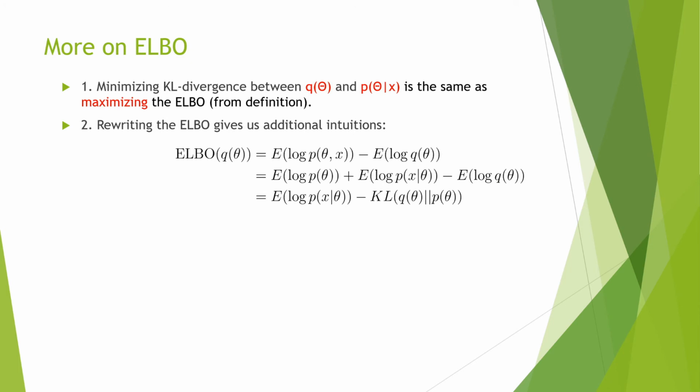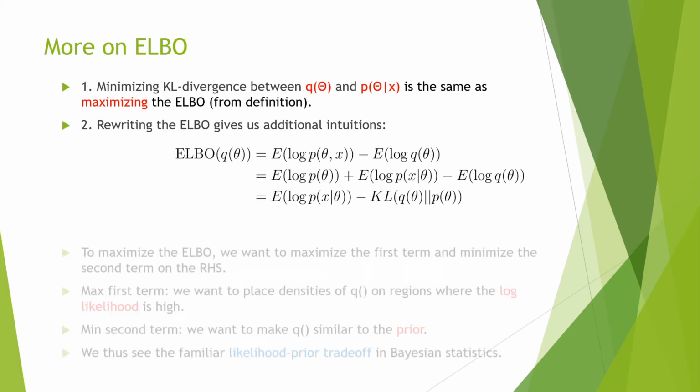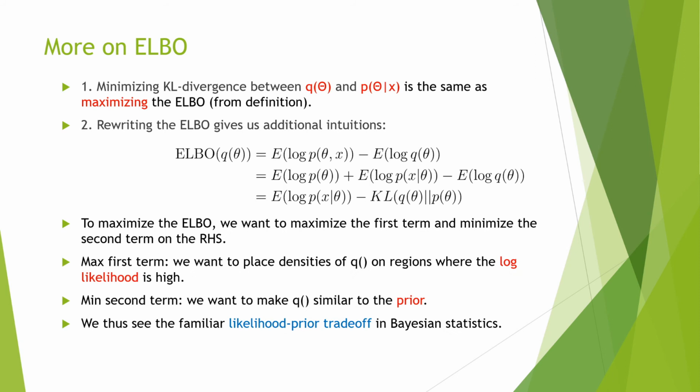So I just mentioned the first interesting intuition about KL divergence. The second interesting thing that we can get out of the ELBO is the following. There's actually another way to break down the ELBO into the expectation of the log likelihood, instead of the evidence, subtracted by another KL divergence. This time, it's the KL divergence between the proposed density and the prior. So to maximize the ELBO, we want to maximize the first term and minimize the second term on the right-hand side. And let's see what these requirements entail.